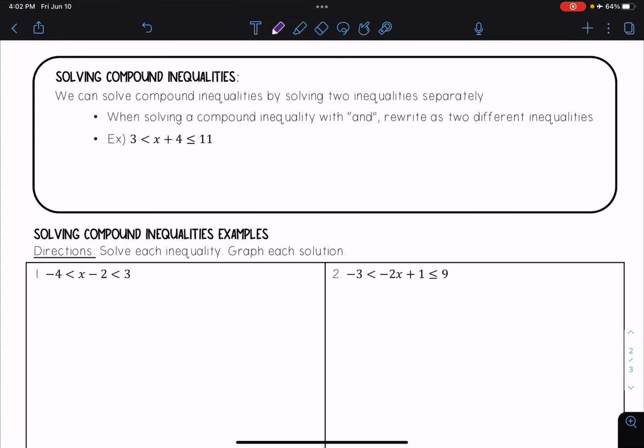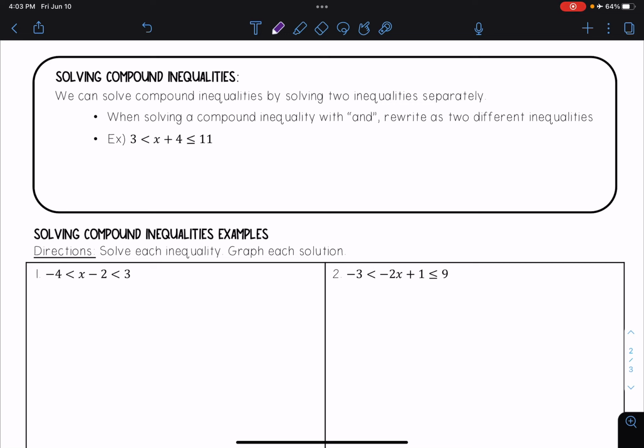So in this video, we're going to be talking about solving compound inequalities. And so we can solve these compound inequalities by actually solving two inequalities separately. So for the OR inequality, that's pretty simple. It's already separated out into two different inequalities. So you're just solving both of those separately and then combining your answer.